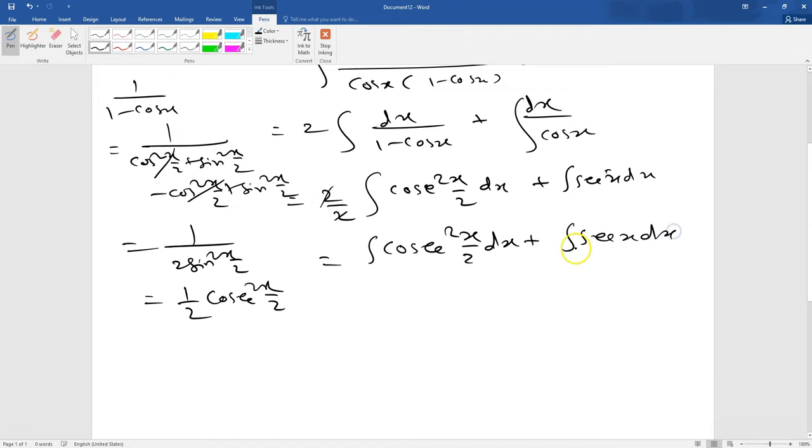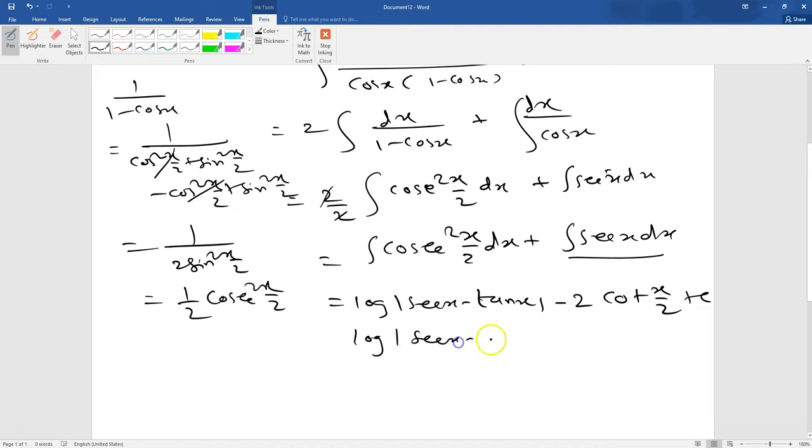The integration of sec x is log. So log of sec x plus tan x is going to be the integration of this. And the integration of cosec square x by 2 is going to be minus 2 cot of x by 2 plus c. Now the answer given to us is this sec x plus tan x, and they have given it like this: minus 2 f dash of x plus c.